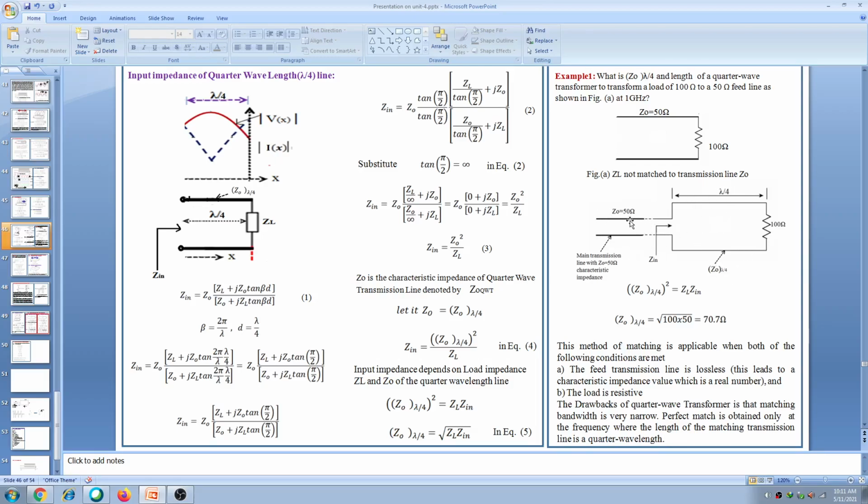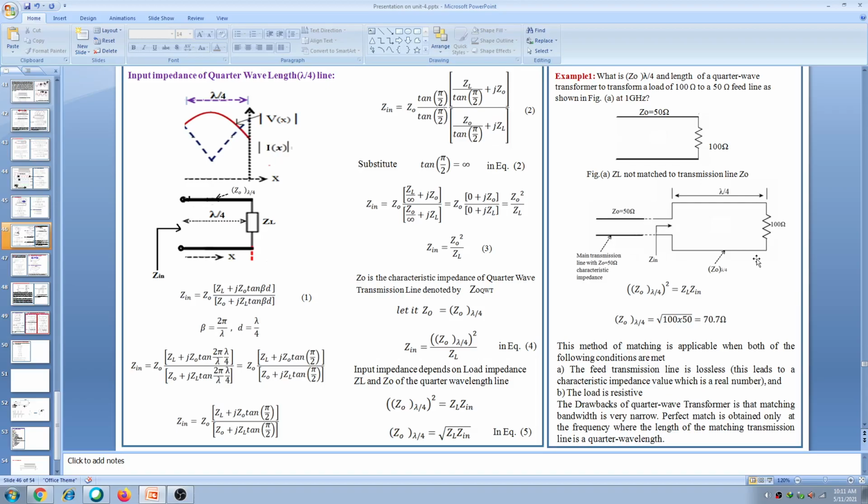This transmission line is the main transmission line. It may be of any length. But this is one more transmission line connected to the end of the main transmission line, whose length is lambda by 4, and its characteristic impedance is this value, not equal to this. By doing that we got an input impedance of 50, which matches here, and it delivers maximum power to this network. So that is the idea behind the quarter wave transformer matching method.